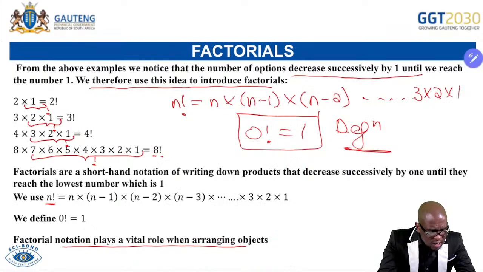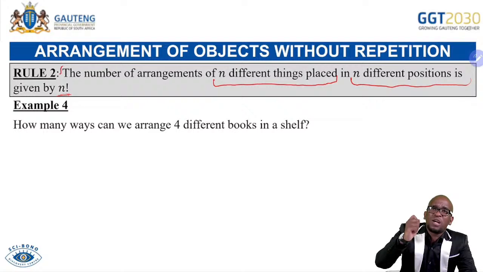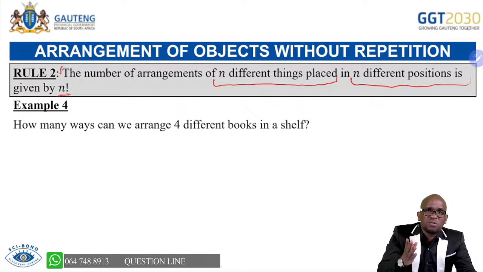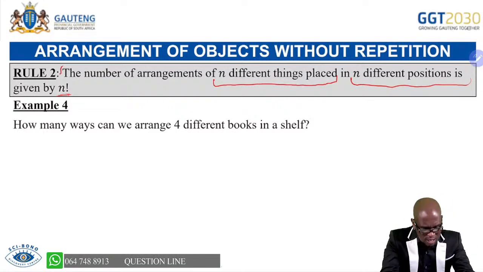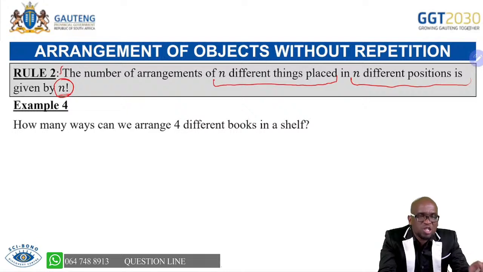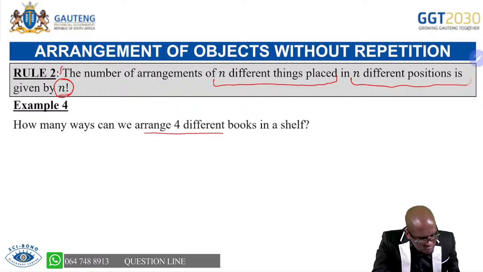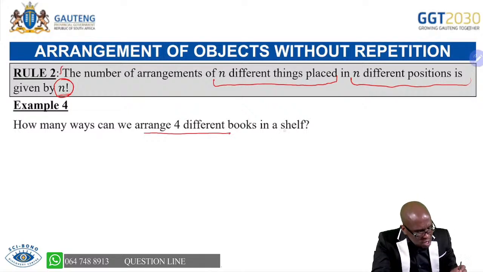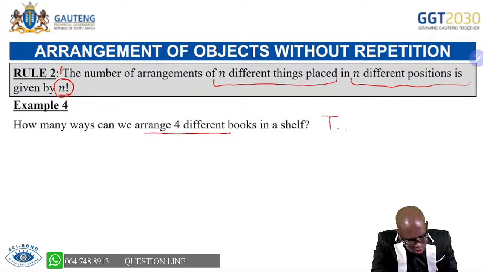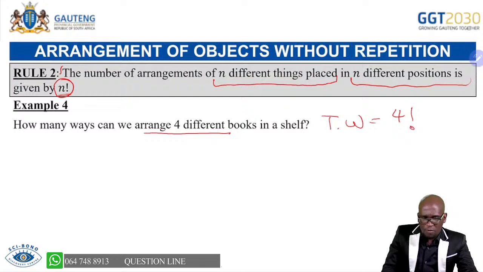So we are saying if the number of objects that you want to arrange are equal to the number of placements that are available, so they can be arranged in what? In n factorial ways. Like for an example here, it says, how many ways can we arrange 4 different books in a shelf? So if you have that shelf, the total number of ways you can do that should be what? 4 factorial. Should be 4 factorial.